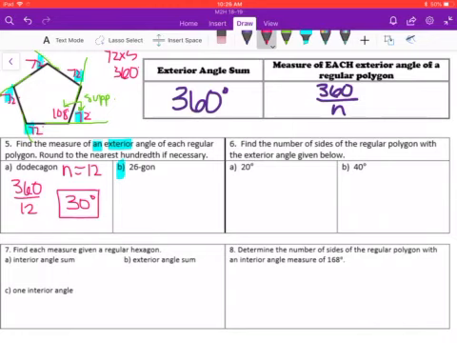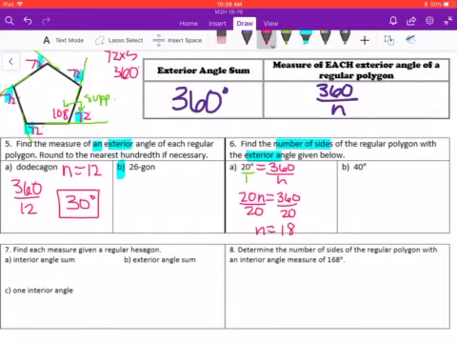Let's take a look at 6. Find the number of sides. So now you're trying to find n if I give you the exterior angle. So that would mean you can set this equal to 360 over n. Now, just like before, you can make this into a fraction so you can cross multiply. When that happens, you'll get 20n equals 360. And you would divide each side by 20. So n would equal 360 divided by 20, which is 18.